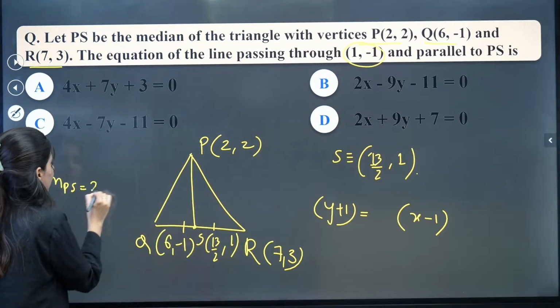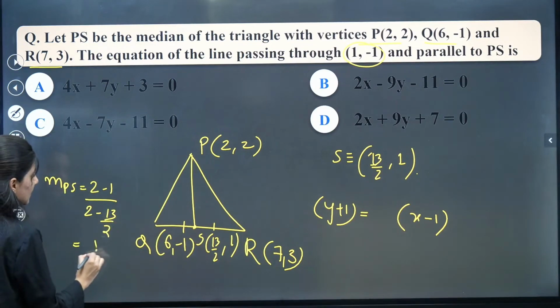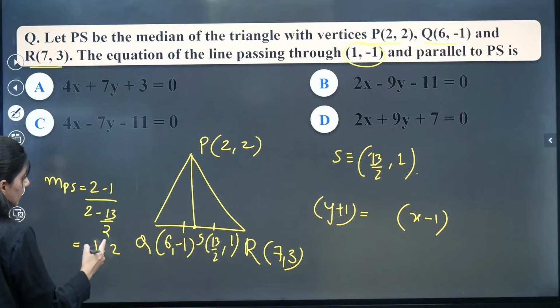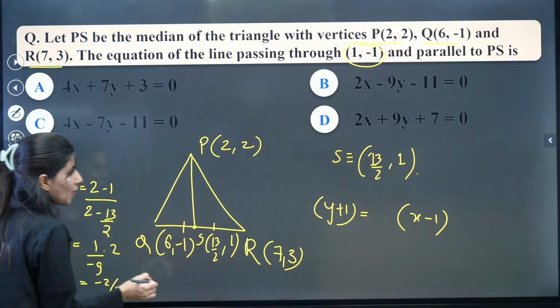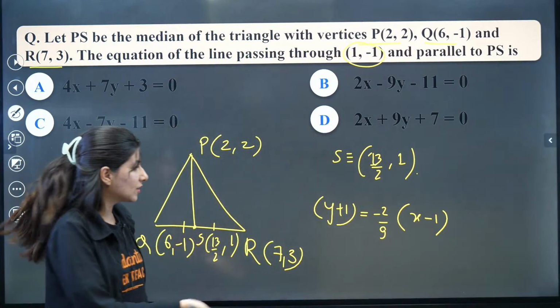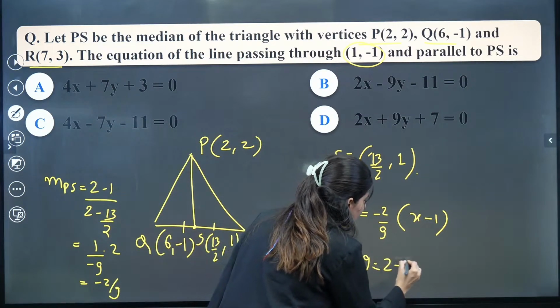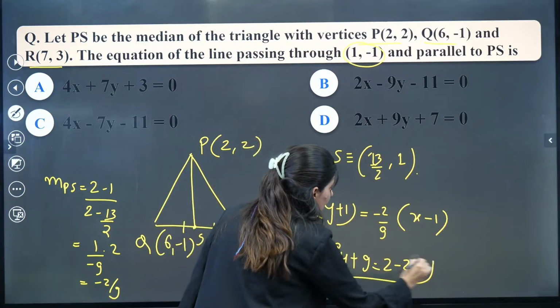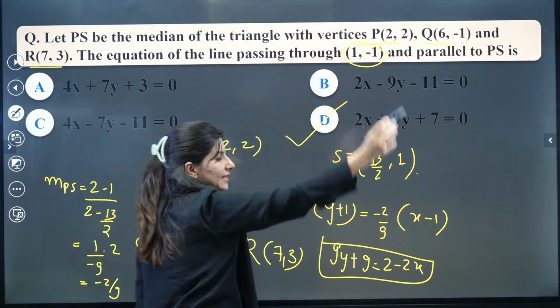2 minus 1 upon 2 minus 13 by 2. So this is 1 upon, and this is going to be 2 over here. 2 2s are 4, so minus 9. So minus 2 by 9 is the slope of PS. Now you just need to rearrange it. So 9y plus 9 equals 2 minus 2x. So clearly, if you solve this, which answer is going to match? Option D is absolutely right.